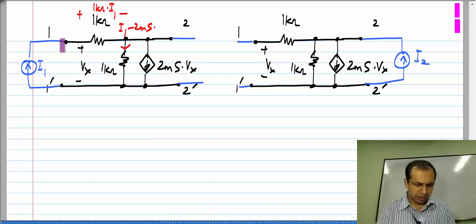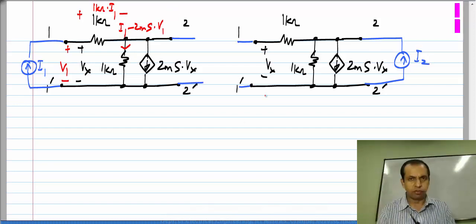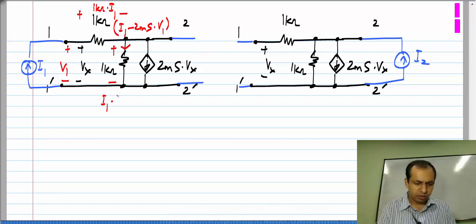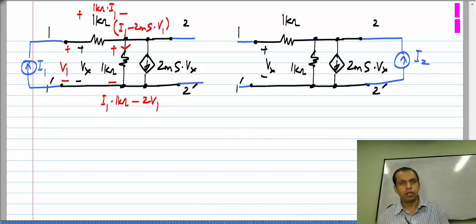and in this circuit you see that V x equals V 1, because the voltage here is V 1. So, V x is the same as V 1. So, I will write this as I 1 minus 2 millisiemens times V 1. So, that is the current that flows over there. So, the voltage drop across this is this current times 1 kilo ohm, which is I 1 times 1 kilo ohm minus 2 millisiemens times 1 kilo ohms times V 1, which is minus 2 V 1.